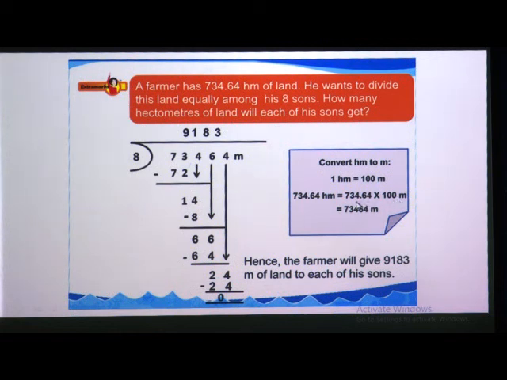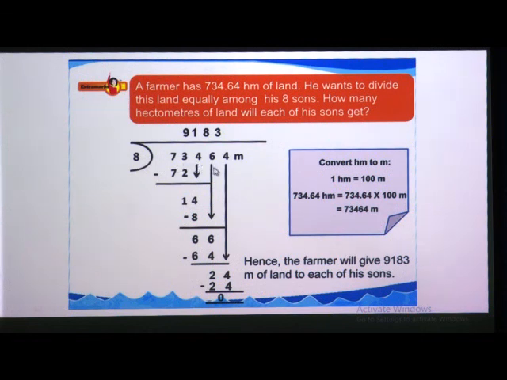Now, we will not go for long multiplication because you are very familiar with multiplication by 10, 100, 1000. So, multiplied by 100 means the decimal point will go 2 digits forward, to the right hand side. So, what will be the product? It is 73464 meter. Now we will go for division, because we converted the decimal into a normal number by converting into meter.